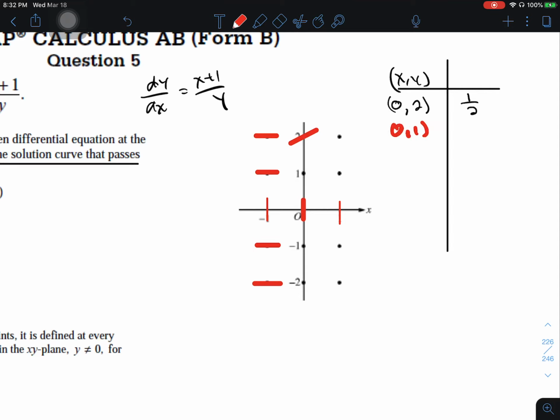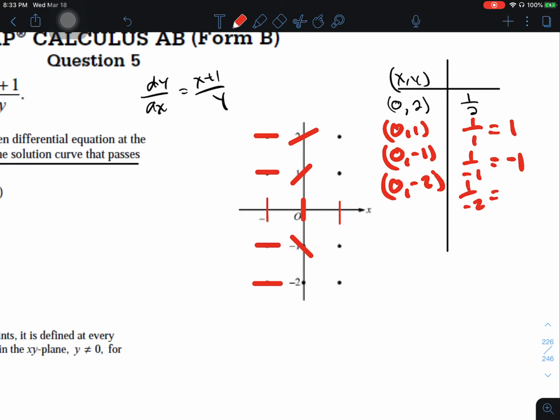How about 0, 1? That's going to be 1 over 1, which is 1. Maybe it looks a little like that. Let's go 0, -1. It's going to be a slope of -1. And then at 0, -2, it's going to be 1 over -2, which is -1/2. Starting to cram together here.